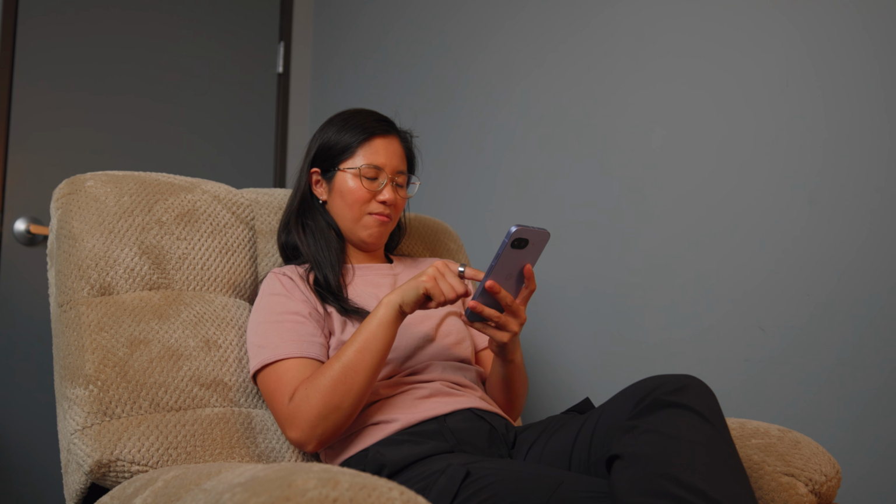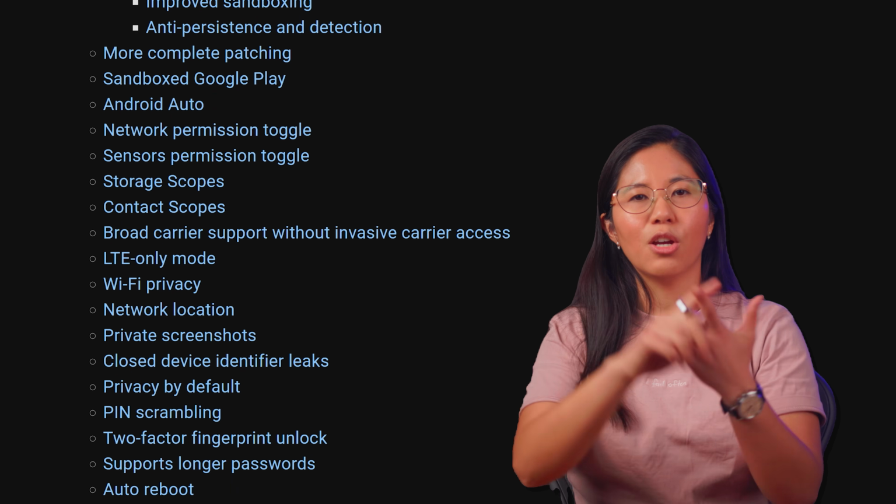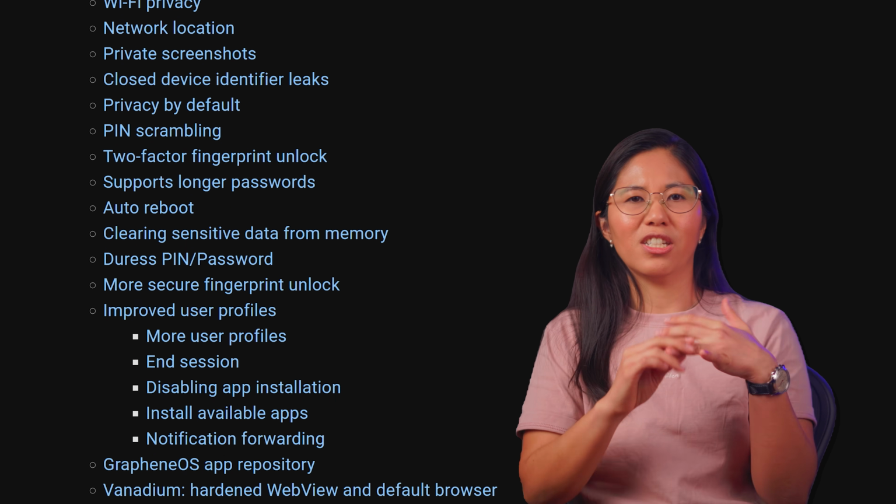But the more I looked into it, the more I was shocked at how many features this thing has over stock Android. Just look at this huge list. There's network toggles, sensor toggles, private screenshots, so much more. And yes, of course, sideloading apps. Graphene sounds like it's going to give me the kind of control that I'm looking for. So I'm finally going to take the plunge and give it a shot.